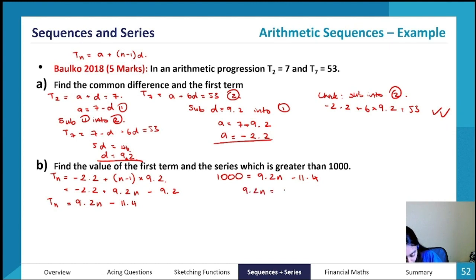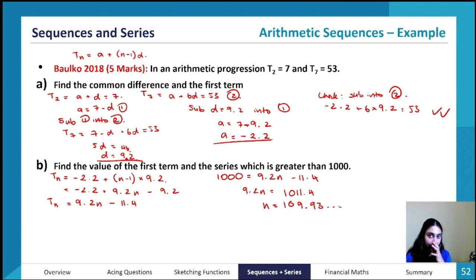9.2n is equal to 1,011.4. n will be equal to 1,011.4 divided by 9.2, which will be 109.93, and so on.